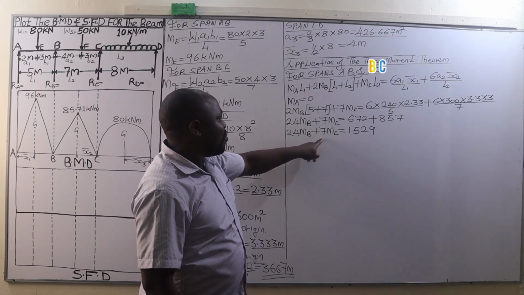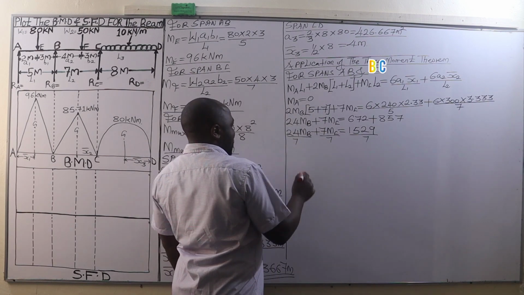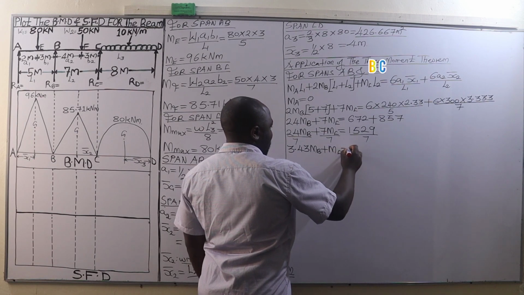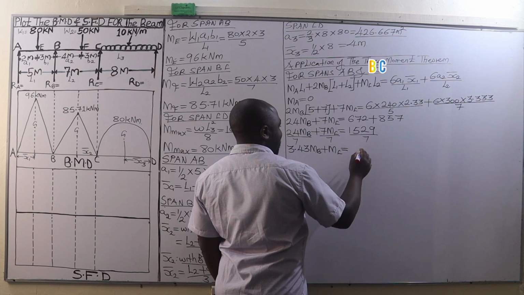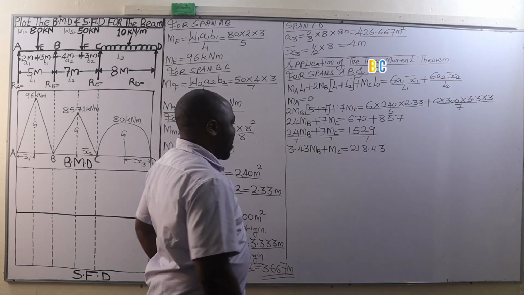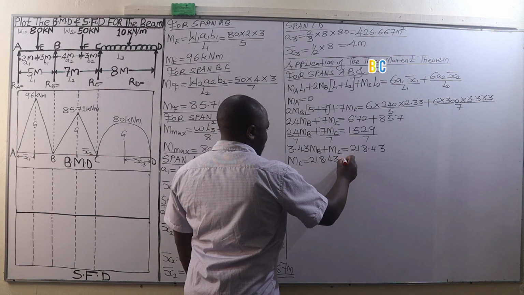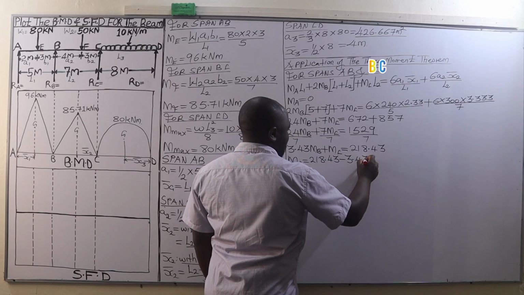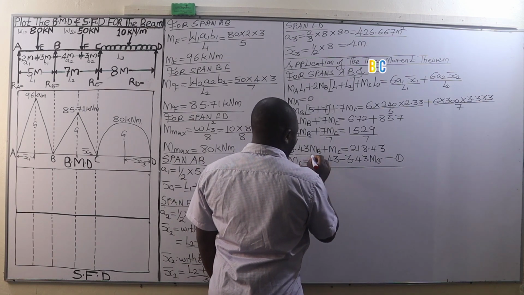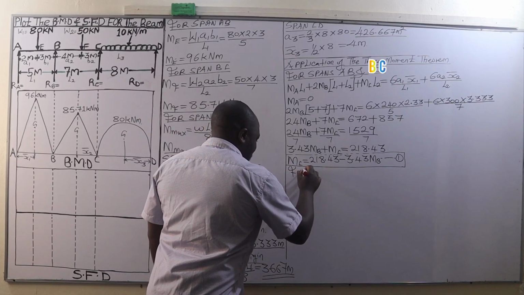Then we can simplify this equation by dividing through by 7. So we divide everything by 7, and when we do that, 24 divided by 7 is 3.43 MB plus MC being equal to 1529 divided by 7, that is 218.43. And let's make MC the subject. When we make MC the subject, we are going to have MC being equal to 218.43 minus 3.43 MB, and we are going to call that equation 1. We are going to substitute the value of MC somewhere in our next span.